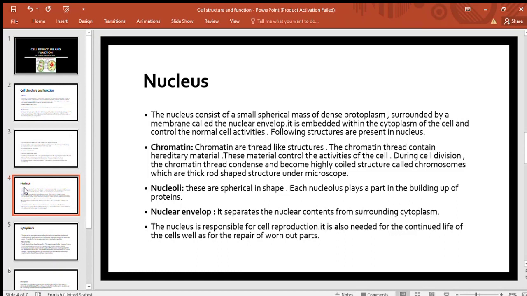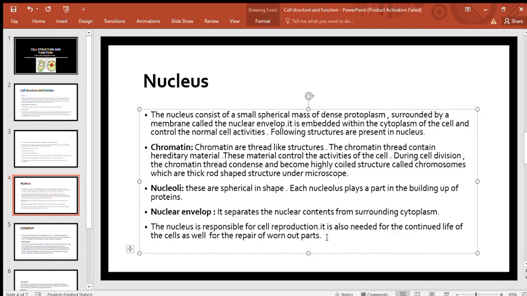Then there are nucleoli. Nucleoli are spherical in shape. Each nucleolus plays a part in the building up of protein. So the basic work of nucleoli is the building up of proteins. Next is the nuclear envelope. It separates the nuclear content from the surrounding cytoplasm. The nucleus is responsible for cell reproduction. It is also needed for the continued life of the cell as well as for the repair of worn out parts.